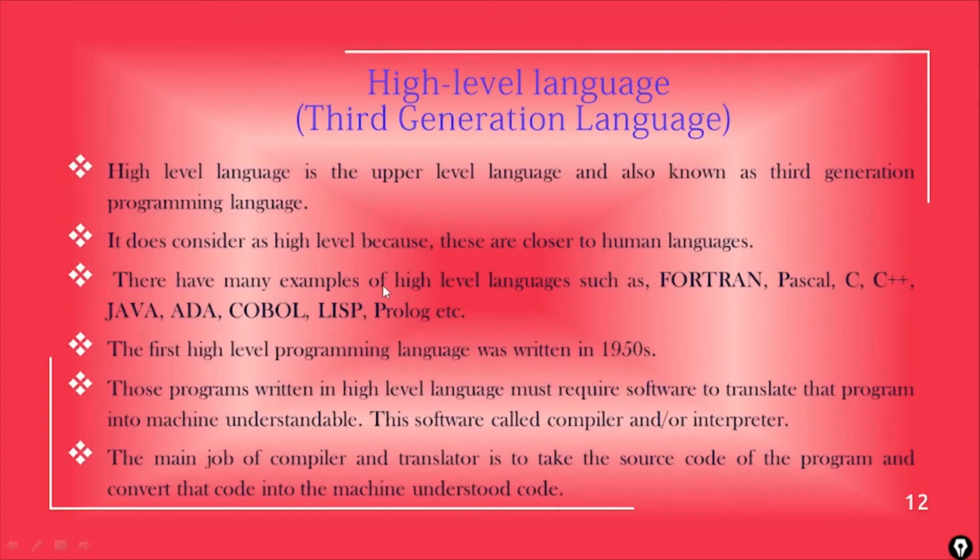And next are the third generation languages or high level languages. These are the upper level languages, also known as the third generation programming languages. These are considered high level because they are very close to human languages. These are English like languages. We have many examples of high level languages such as Fortran, Pascal, C, C++, Java, Ada, COBOL, Lisp, Prolog, Python, etc. All are high level languages. The first high level programming language was written in the 1950s.